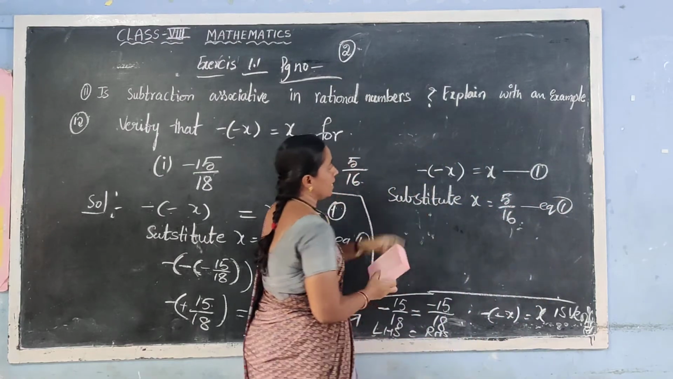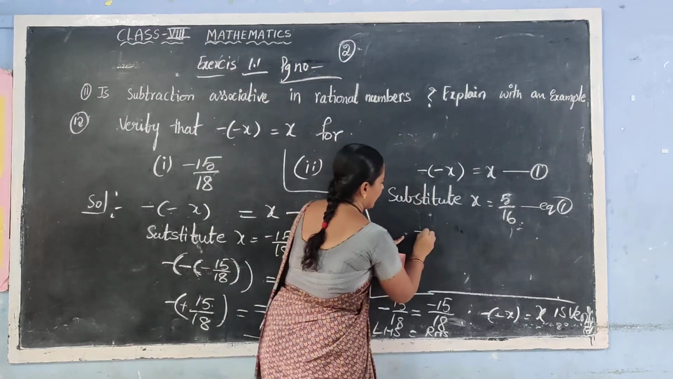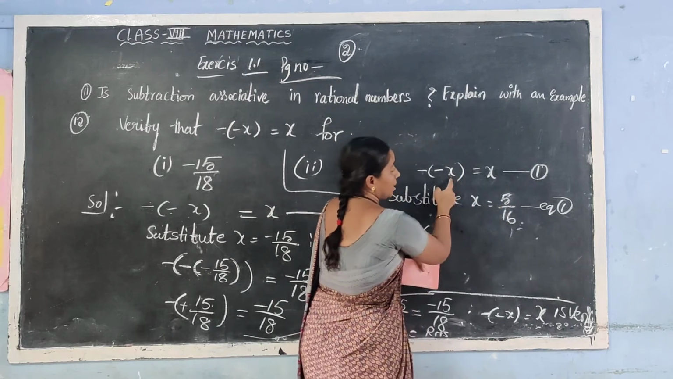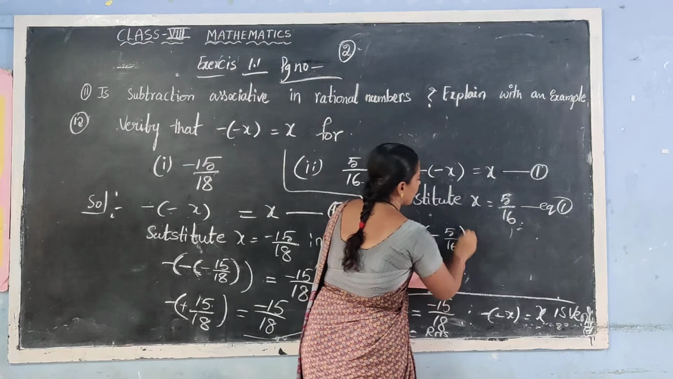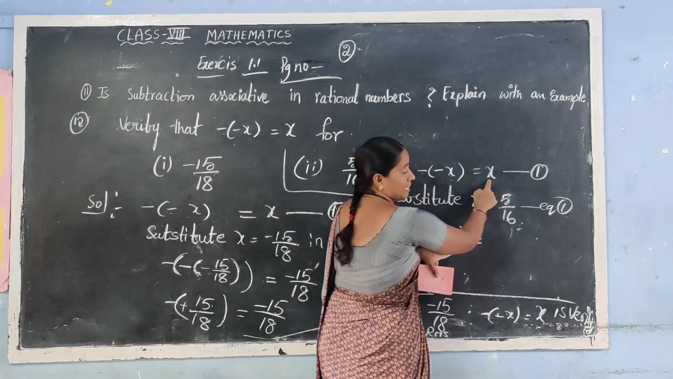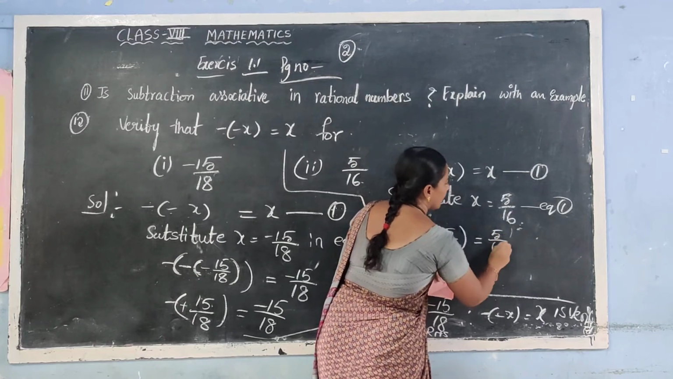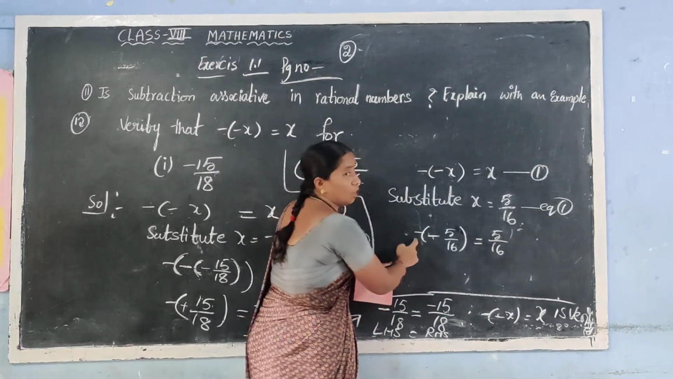Now see here, by seeing here we have to write here. So minus of minus x. In the place of x we have to write 5 by 16 equals x. So in the place of x what we have to write? 5 by 16. Now see in LHS, Nana, minus into minus.